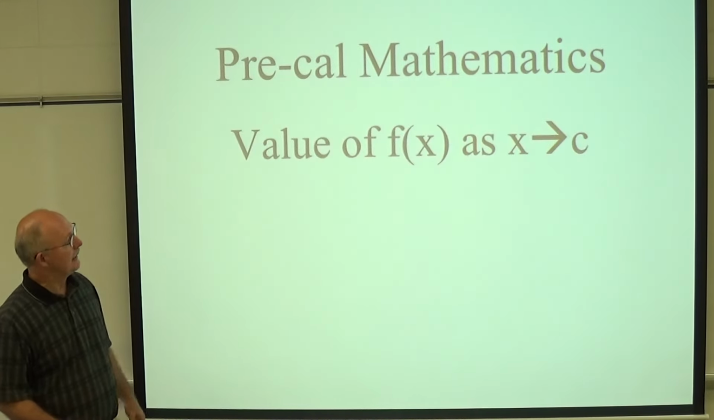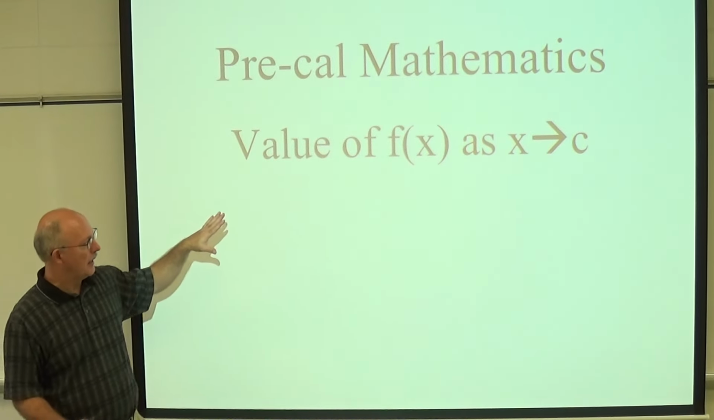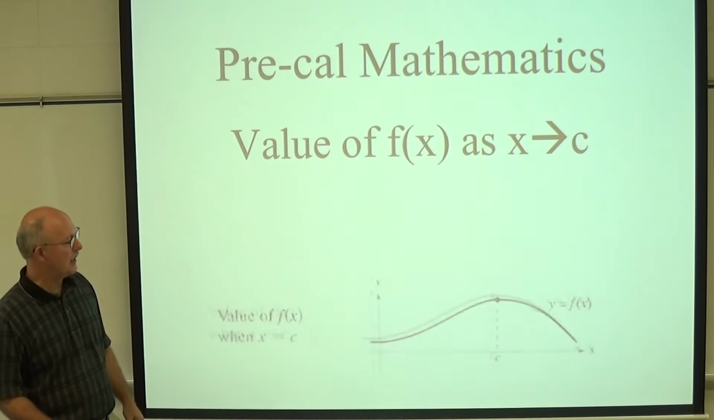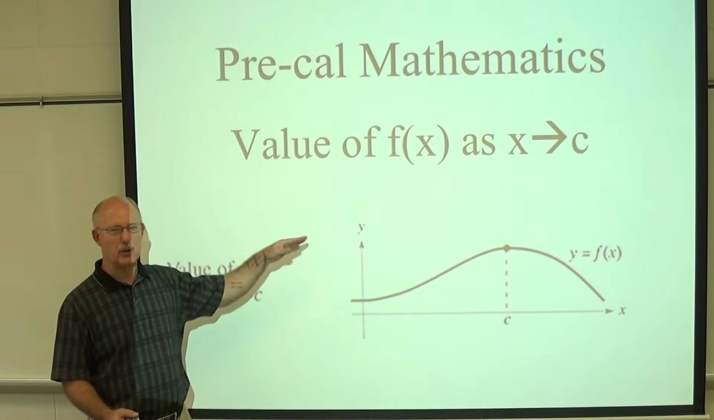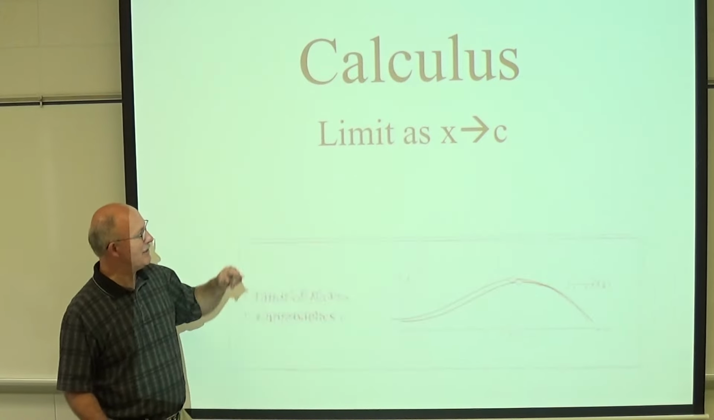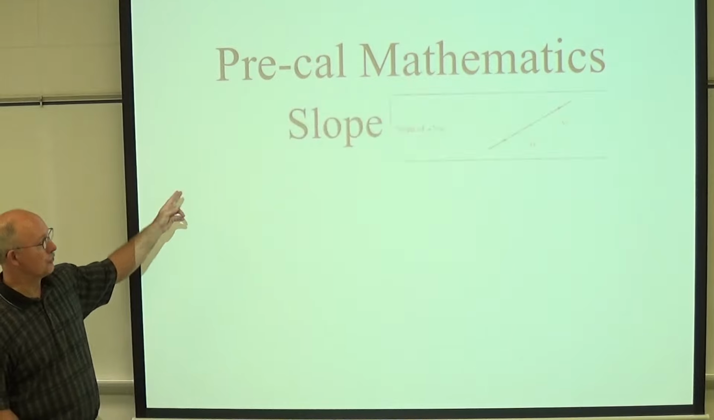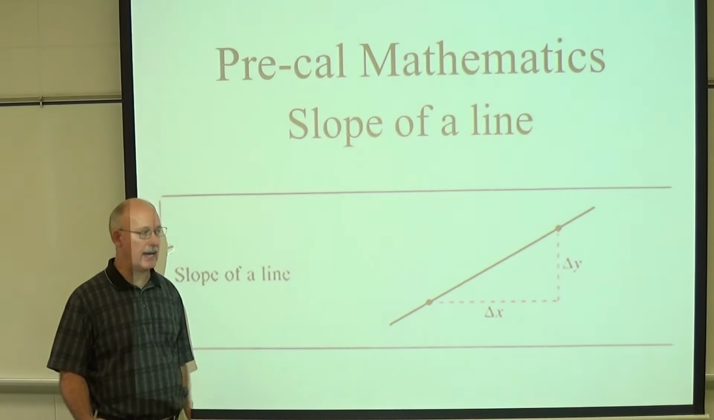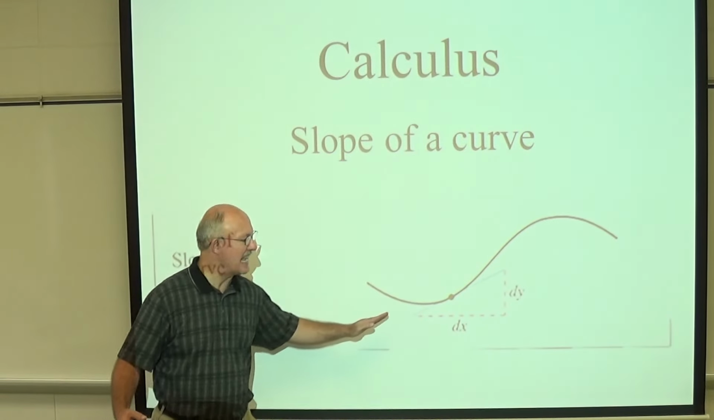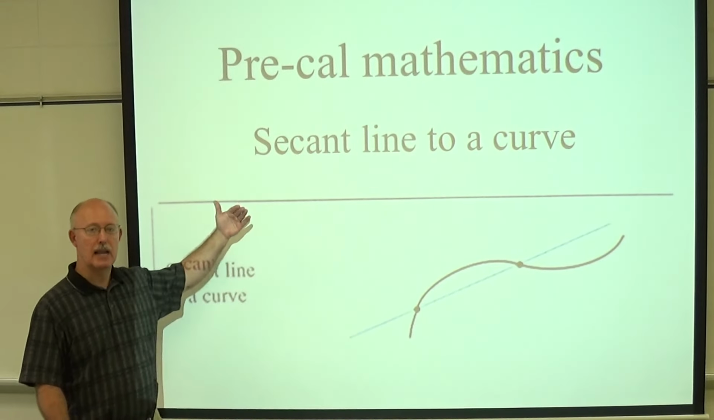And a little bit about some differences between pre-calculus mathematics and calculus. Okay, first of all, in pre-calculus mathematics, you find the value of x as x approaches c. I'm going to run through these very quickly, just for your own benefit. In calculus, you would find the limit as x approaches c. Now, in pre-calculus, you would find the slope of a line. So we all know how to find the slope of a line. Now, in calculus, you would find the slope of a curve, so the slope of a tangent line to a curve. Now, in pre-calculus, you might find the secant line to a curve.